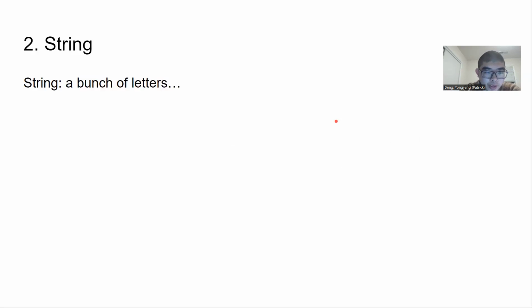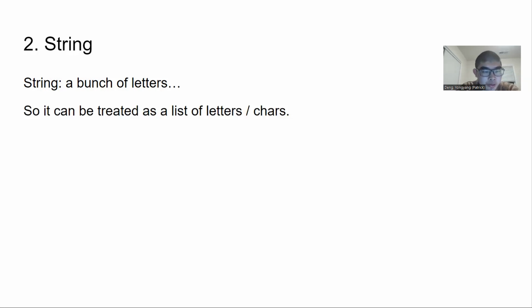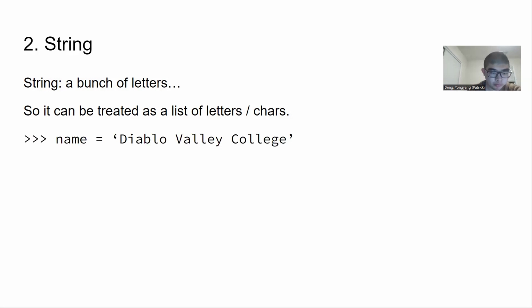And then for string. A string is usually a bunch of letters. You have a character variable in C++, and a string is like a set of characters. Many letters combine together, so they can be a string. So a string is a bunch of letters, and it can be treated as a list of letters or characters. Suppose name equals Apple Valley College. So this is a string.